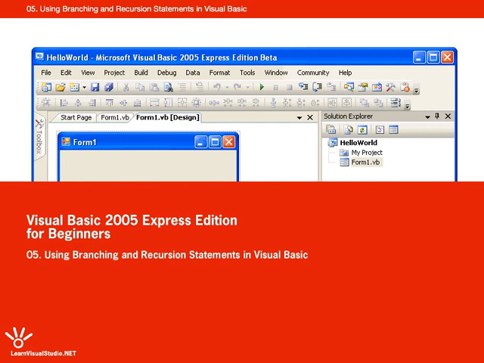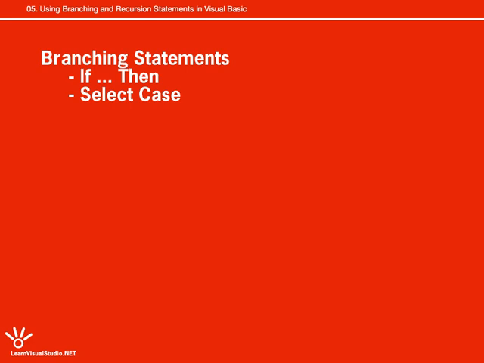Hello again. In this video, we'll add some more programming constructs that will make our code much more interesting. We're going to talk about branching statements that allow us to change, or rather branch, the code's execution based on the evaluation of an expression. And we learned about expressions in the previous lesson. There are two Visual Basic branching statements, the if-then statement and the select case statement.